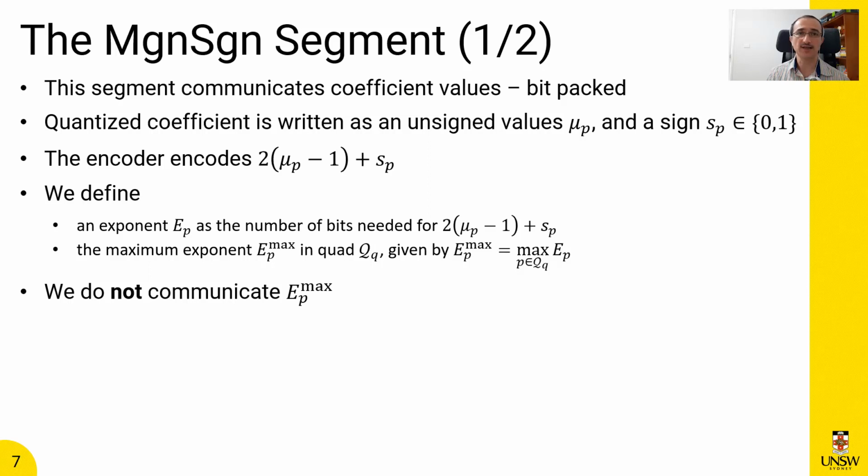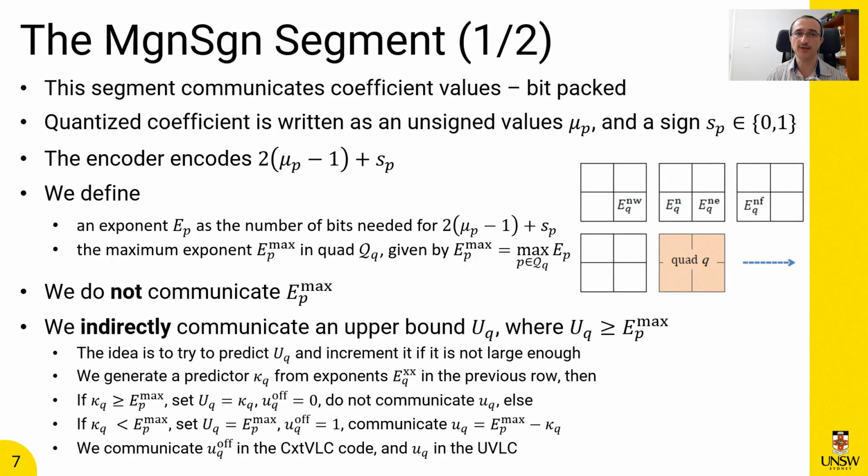The magnitude sign segment communicates coefficient values by packing them, that is, no entropy coding is done. One way to describe a quantized coefficient is as an unsigned value mu and a sign s. The encoder encodes 2mu plus the sign, which occupies the least significant bit. We define an exponent capital E as the smallest number of bits needed to encode 2mu minus 1 plus sign. We also define Emax for the maximum exponent in a quad. Thus, Emax is the number of bits needed to represent sample values in the quad.